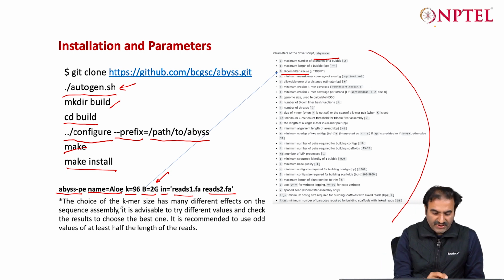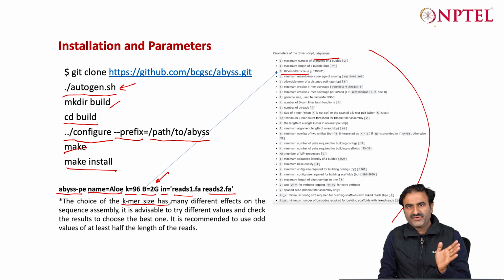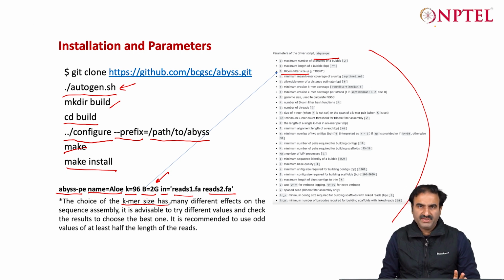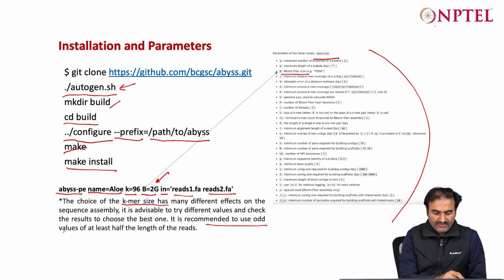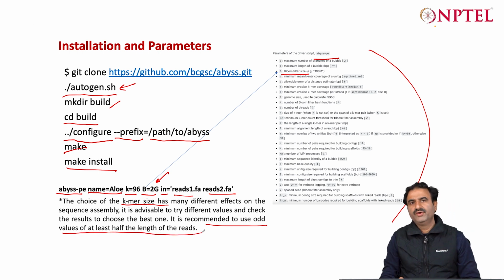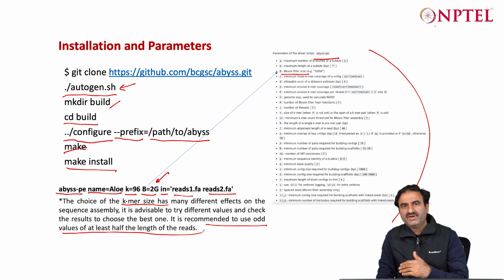So the choice of K-mer matters a lot. Sometimes by experience you can pick a K-mer and then go both sides just to check whether it is performing the best, or you can do it iteratively by running this command in a script. It is recommended to use odd values of at least half of the length of the read. As I mentioned, if the read length is 150 base pair, you can go for 75 plus or minus 10, and go either way and see whether decreasing or increasing the K-mer size affects your assembly size.